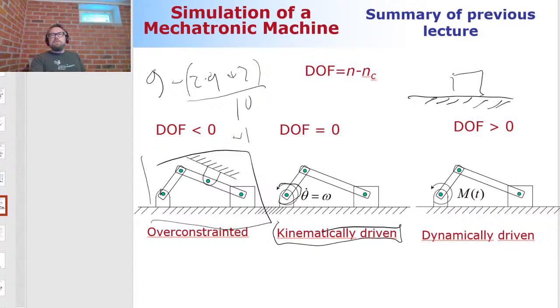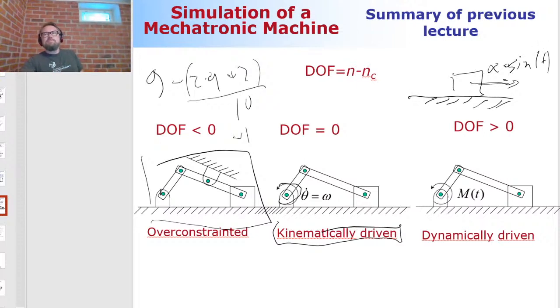So let's go back to this box on this surface. Now, we say that we want to describe the motion of the box by using a predefined motion, which is x equals, let's say, sine of time. So this is kinematic driven, so it's this system then.